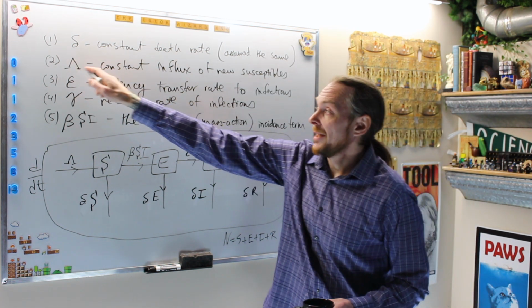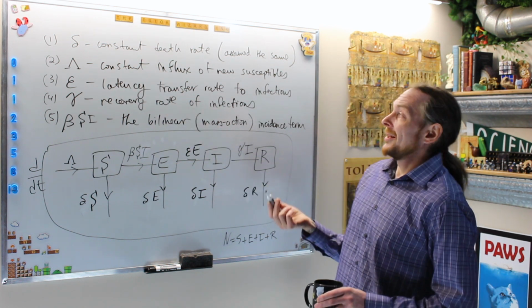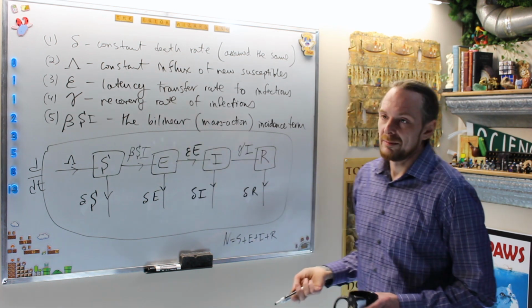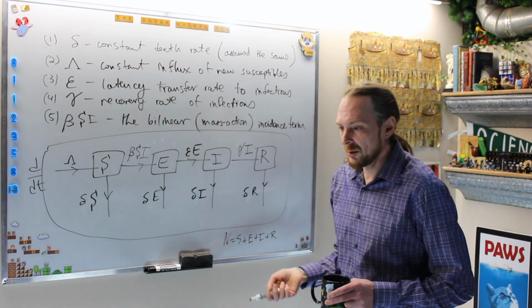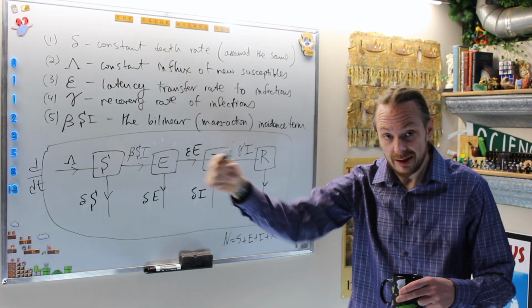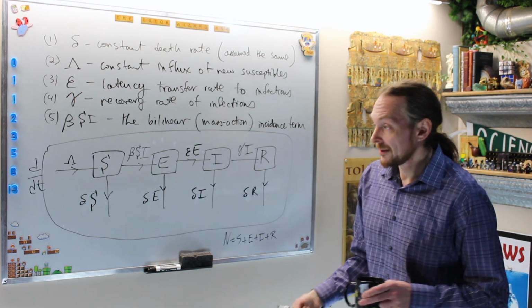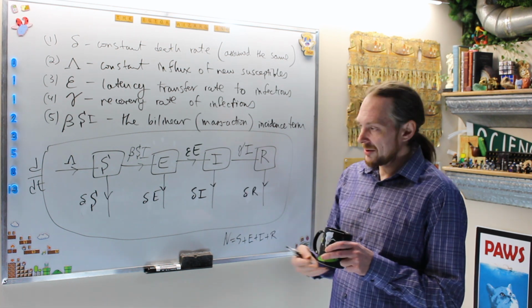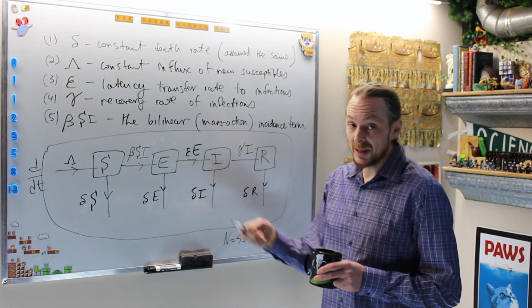Capital lambda is going to be the constant influx of new susceptibles, often the birth rate in a lot of scenarios, or people coming in. If you have a given population that's infected and then outside they're not, then that's how people can keep coming in. We just assume that also, for simplicity, is constant over time, that there's a rough constant influx of new susceptible individuals.